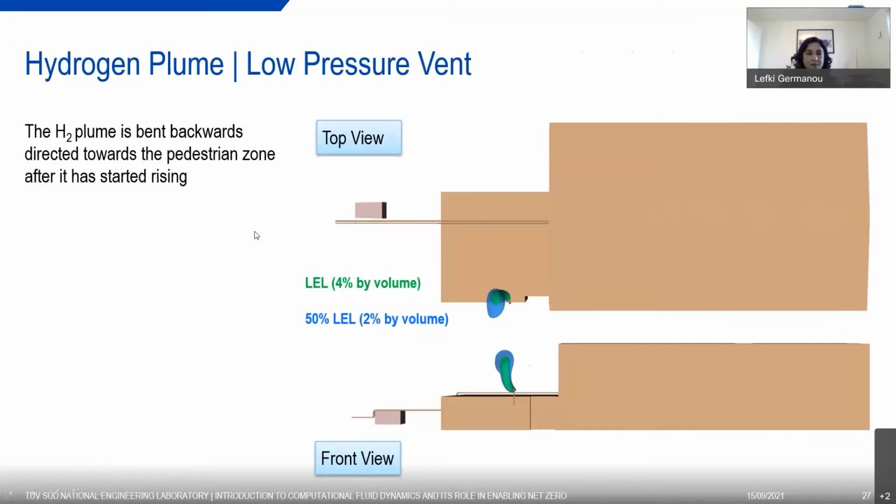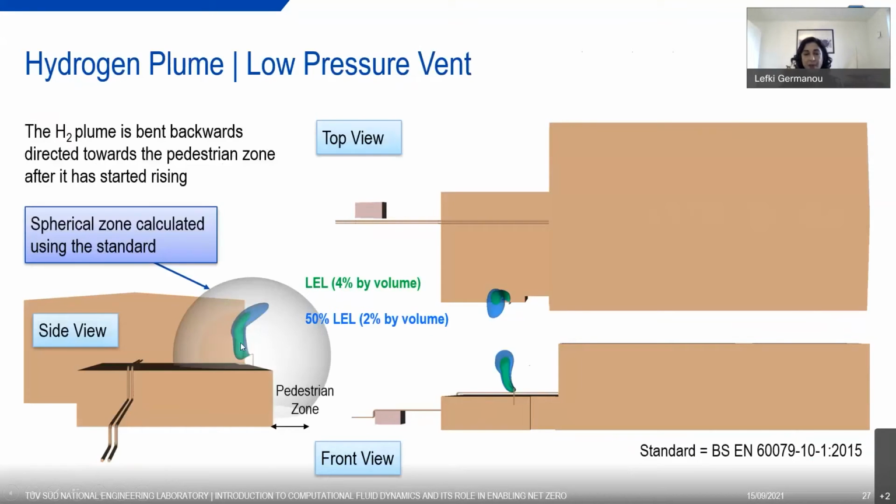Again, we use the isosurfaces to visualize the concentrations of hydrogen that we are interested in. We can see that the hydrogen plume is bent backwards and directed towards the pedestrian zone. However, it has already started rising significantly.